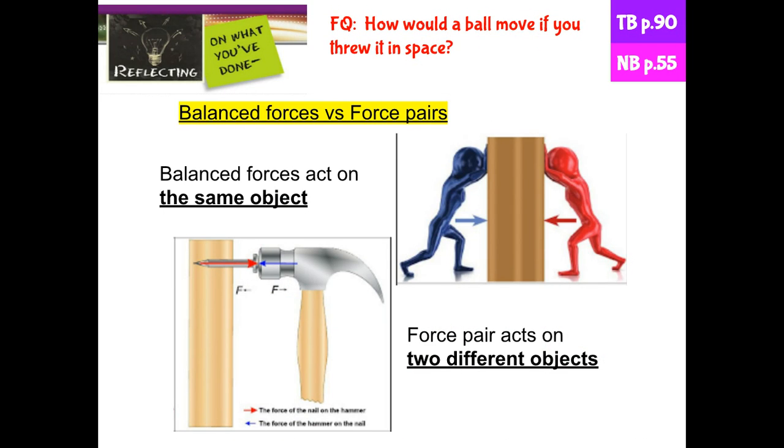A couple more examples here. When we talk about balanced forces versus force pairs, balanced forces act on the same object, and force pairs act on two different objects. So you looked at the diagram of the hammer. The hammer is striking the nail, and the nail is striking the hammer. But when you look at the force pairs, it's acting on two different objects there.